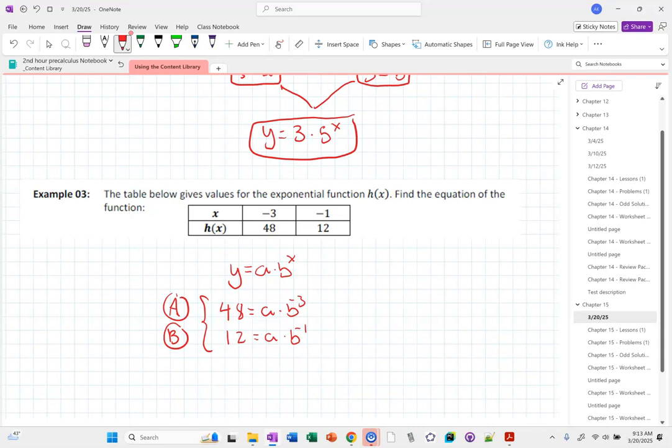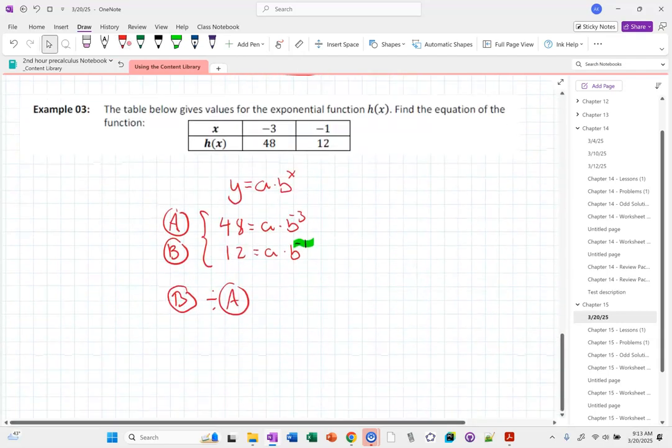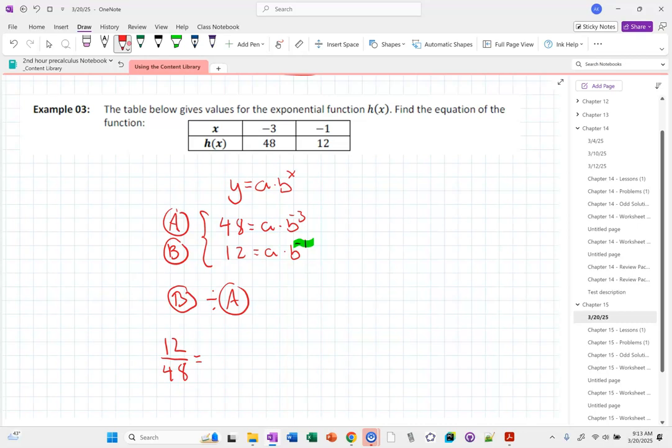So the way I'm going to choose the top is I'm going to pick the one with the bigger exponent on the b. So I'm going to do B divided by A because the equation B has the bigger exponent. -1 is bigger than -3 because it's further to the right on the number line. So if I do that, I'm going to have the left-hand side of B over the left-hand side of A, and then the right-hand side of B over the right-hand side of A. Does everybody feel okay with what I've written here?